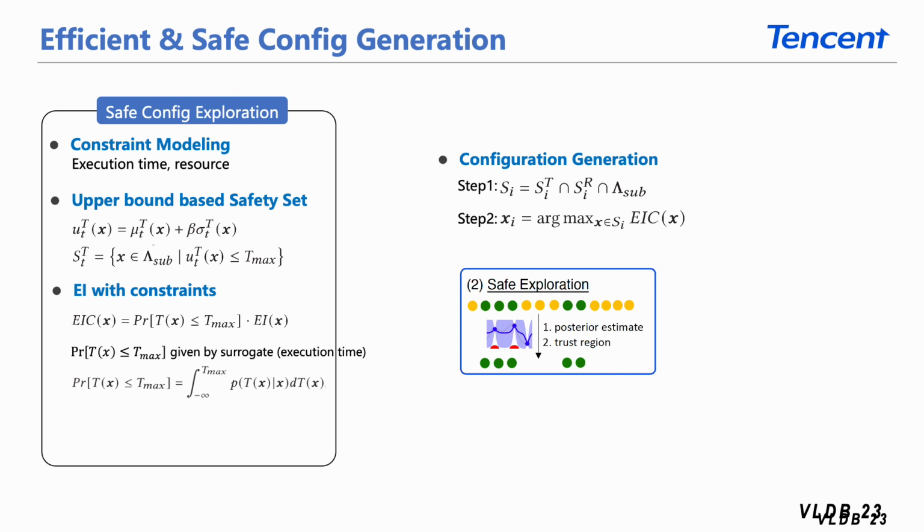To deal with constraints, we apply the EI with constraints, EIC, as the acquisition function. Different from traditional EI, EIC takes the probability of satisfying the constraints into consideration. Further, to explicitly ensure the safety of job execution, we propose to build a safety set using upper bound prediction from the surrogate model. Put it all together. The configuration generator first builds the safety region and then chooses the next configuration by solving the EIC.